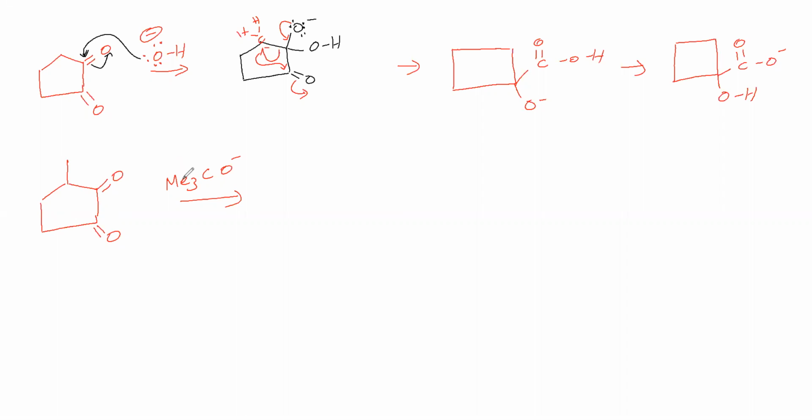Now this tertiary butoxide has to attack a carbonyl carbon. Which carbonyl carbon will it attack out of these two? The one which is more reactive. Here this carbon is having partial positive charge, oxygen is having partial negative charge. Here also carbon is having partial positive, oxygen is having partial negative. Now, which one will it attack? That we have to see.